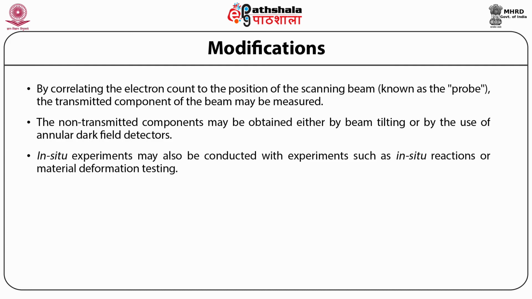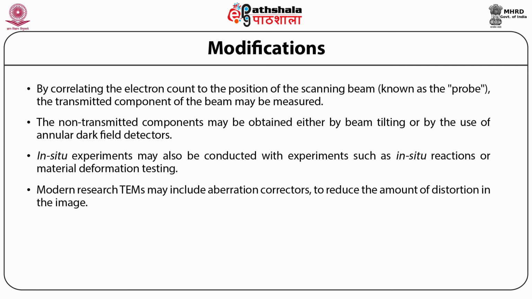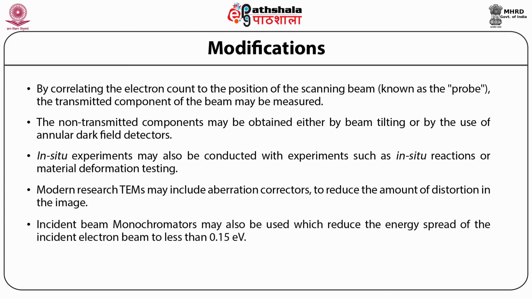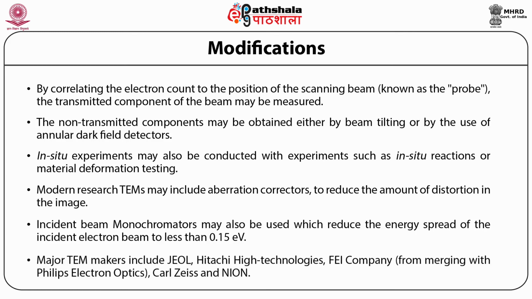In situ experiments may also be conducted with experiments such as in situ reactions or material deformation testing. Modern research TEMs may include aberration correctors to reduce the amount of distortion in the image. Incident beam monochromators may also be used, which reduce the energy spread of the incident electron beam to less than 0.15 electron volt. Major TEM makers include JEOL, Hitachi High Technology, FEI Company, Carl Zeiss, and NION.